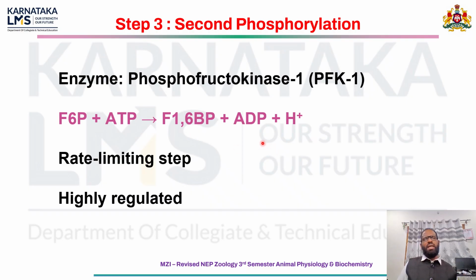ADP is produced because one phosphoryl group has already been donated, and a proton is also released. This is a very important reaction, and it is a rate limiting step. The regulation of glycolysis mainly occurs at this particular point.